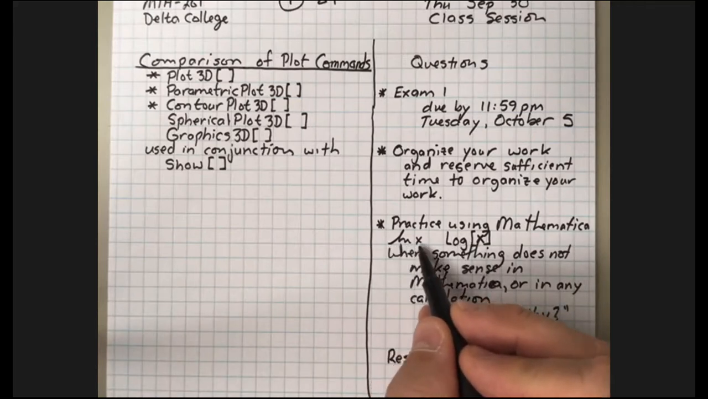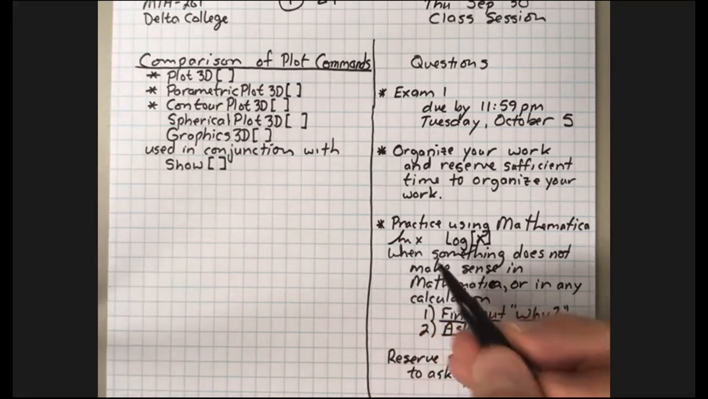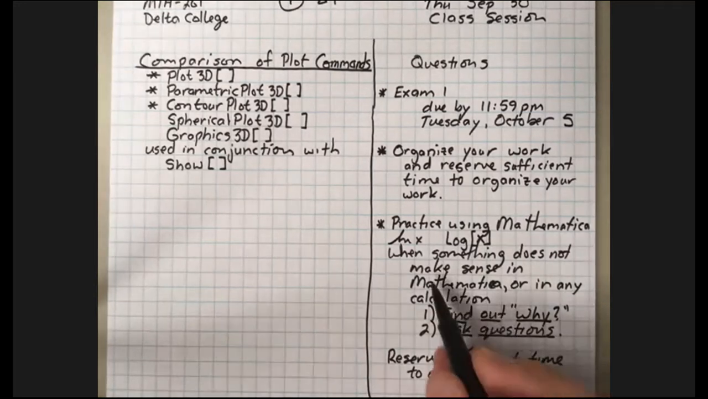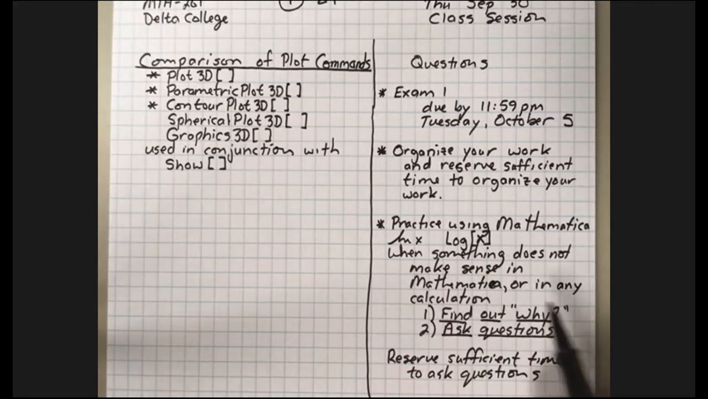Why is natural log abbreviated LN? Somebody should answer that question for me or do some research. You might not have to answer it immediately, but maybe you could ask me later.